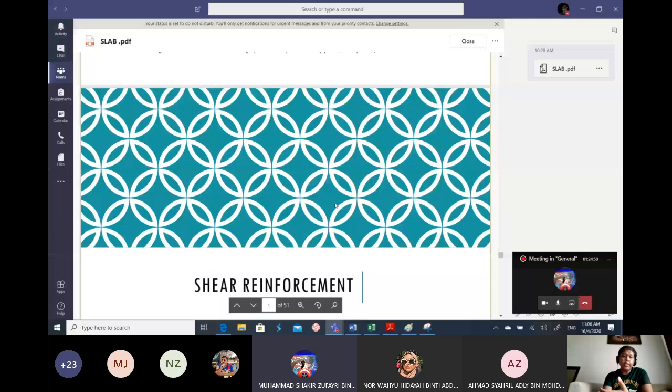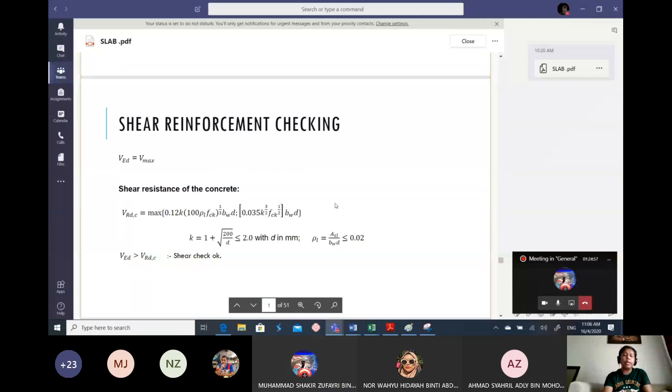So, this is shear reinforcement. For shear reinforcement, it is not the same as a beam. We only calculate up to this check here. VED should be bigger than VRDC. Shear check is okay. So we calculate up to the check for VRDC, Vmin, and then we compare with the VED, and then we get the conclusion.